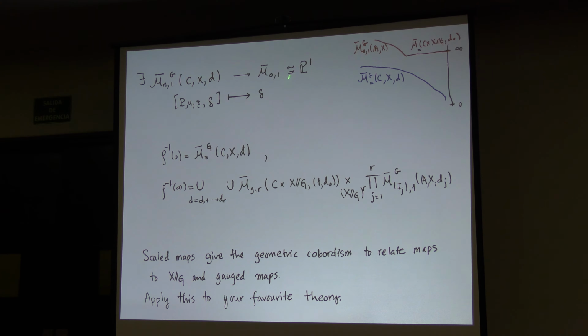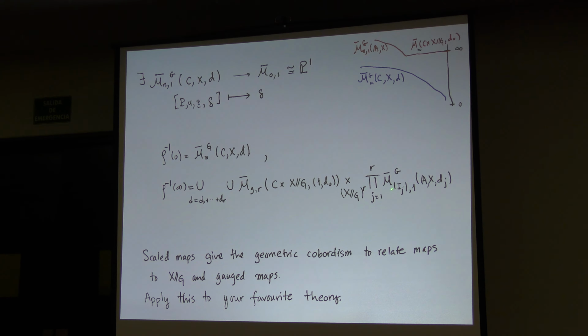Remember that there is a fixed principal component of the moduli. And so what happens is that for this map, if you look at the inverse image at zero, the only thing that you get is the gauge maps. And as you push this scaling to infinity, to the point at infinity, you get a combination of the maps that go into the GIT quotient and then these correction terms that are affine gauge maps. And so the theorem is really this. Okay, so the fiber at infinity is given by this combination of four possibilities that you have. So you have all these correction terms that appear in there.